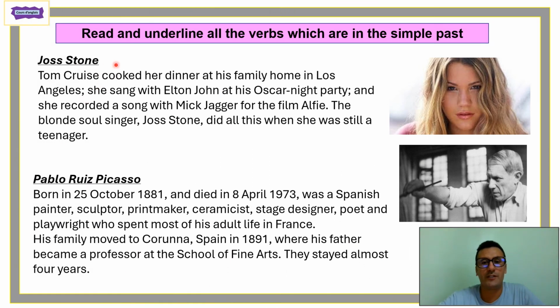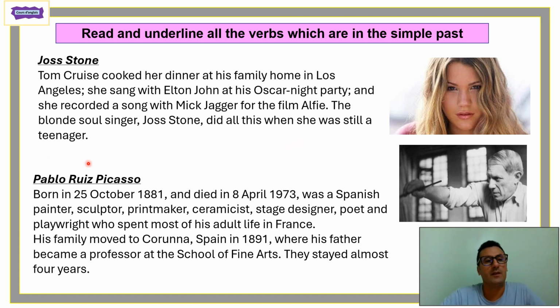Maintenant, Joss Stone. Je lis. Tom Cruise cooked her dinner at his family home in Los Angeles. She sang with Elton John at his Oscar night party, and she recorded a song with Mick Jagger for the film Alfie. The blonde soul singer Joss Stone did all this when she was still a teenager.